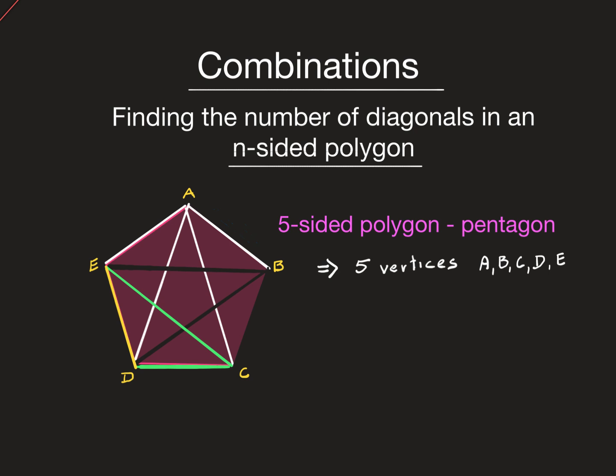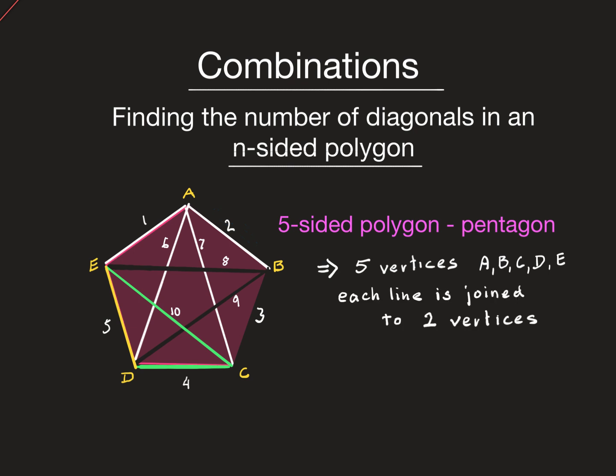Now, let's count all the lines that I have drawn. If I start from the edge, I'll have 1, 2, 3, 4, 5, 6, 7, 8, 9, 10. I can join all the vertices together 10 ways. Now this can be done using combinations. I have 5 vertices and each line is joined to 2. This can be written in a number of ways.